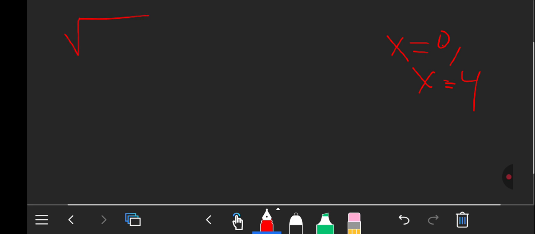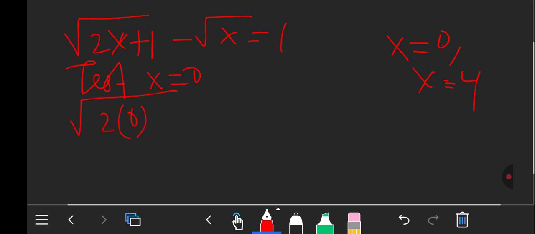Let's test. Initially the equation was square root of 2x plus 1 minus root of x is equal to 1. So let's test x is equal to 0. Over where there's x, we just substitute. So it will be square root of 2 times 0 plus 1 minus square root of 0 is equal to 1.